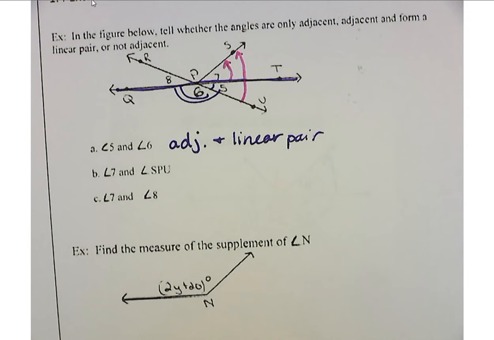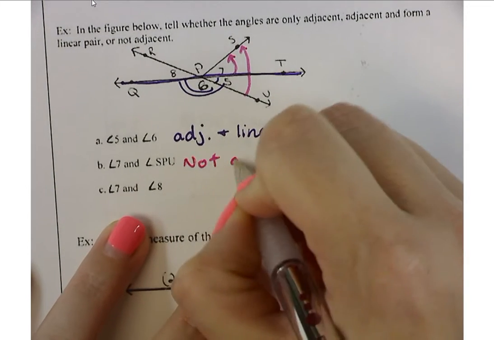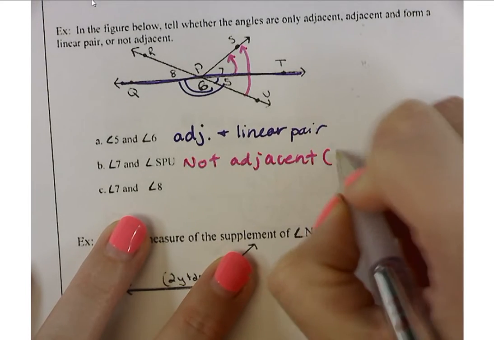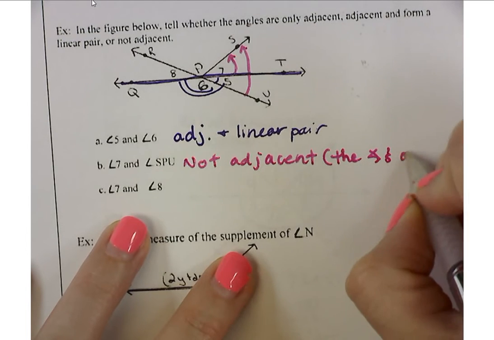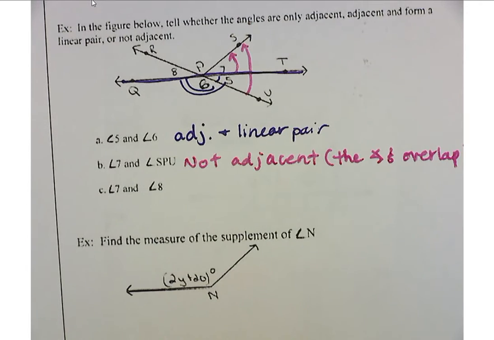So remember, if they're adjacent, they can't do what? They can't overlap. And do these overlap? Yes, so this is not adjacent. Remember, in the definition of a linear pair, we talked about how they're also what kind of angles? A linear pair has to be what? Adjacent. So if it's not adjacent, can it be a linear pair? No.